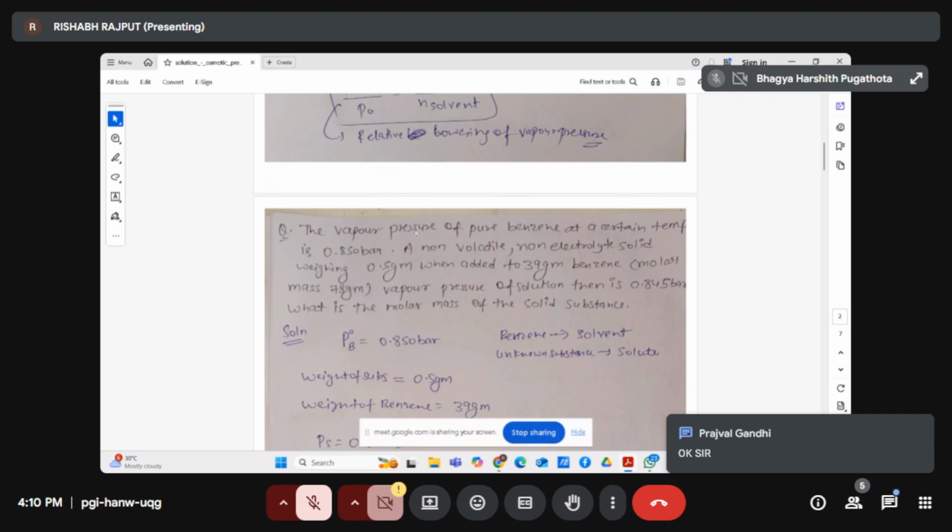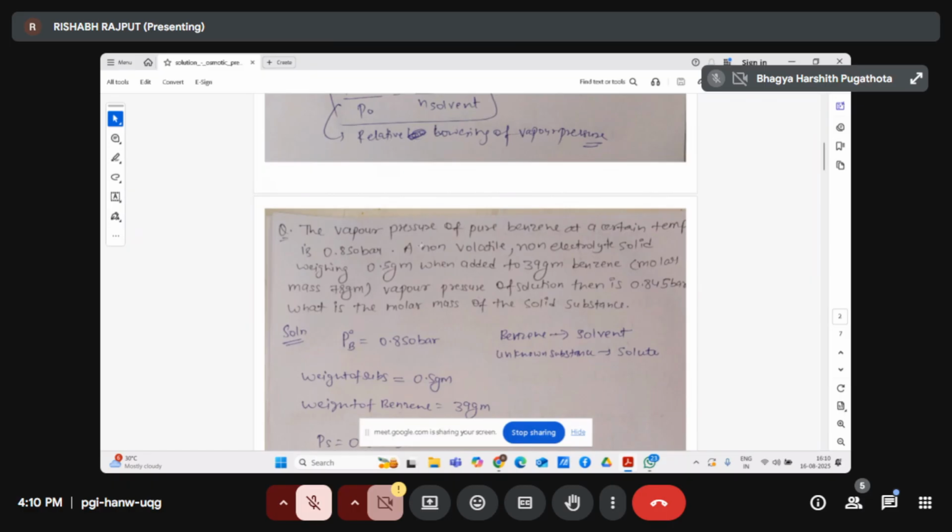This question depends on relative lowering of vapor pressure. If you know and understand the formula, please try this question. The question says the vapor pressure of benzene at a certain temperature is 0.850 bar, and a non-volatile, non-electrolyte solid weighing 0.5 gram.